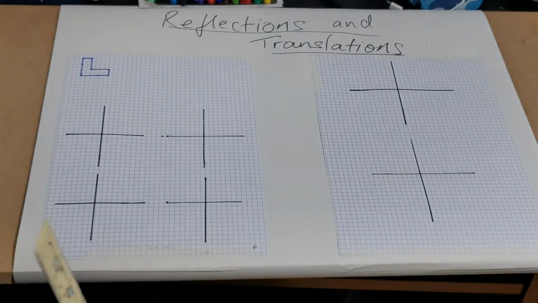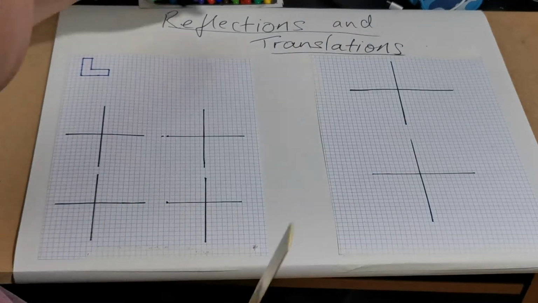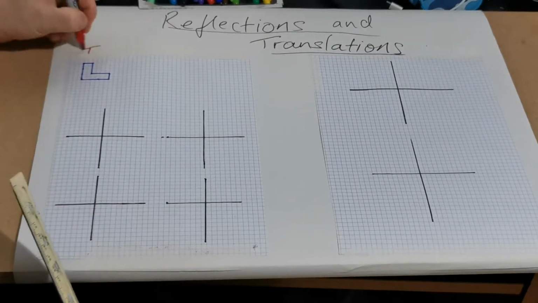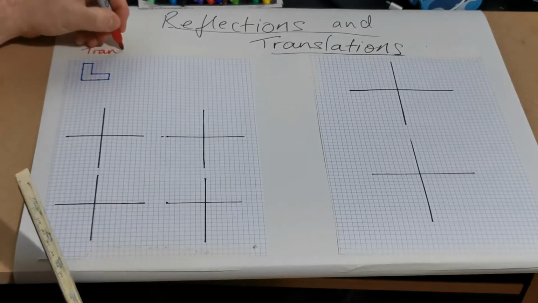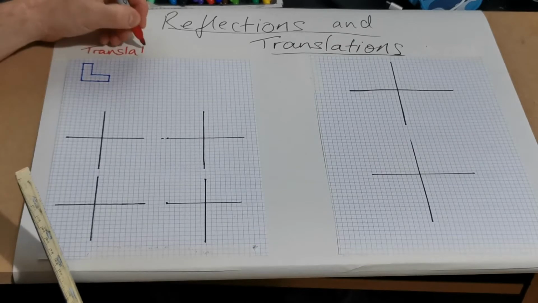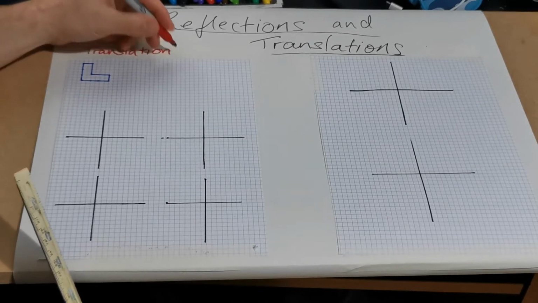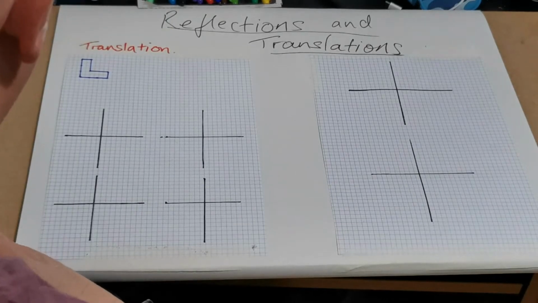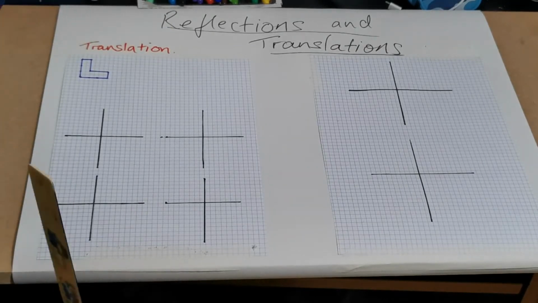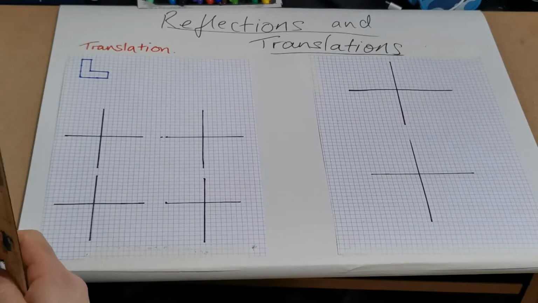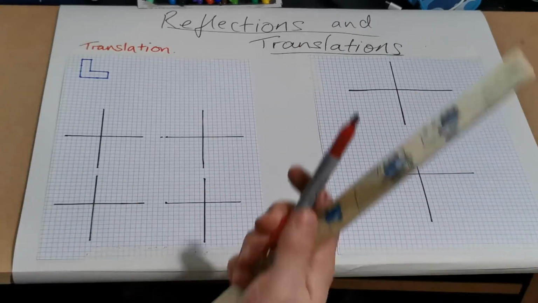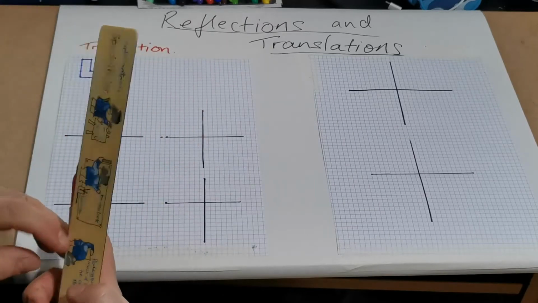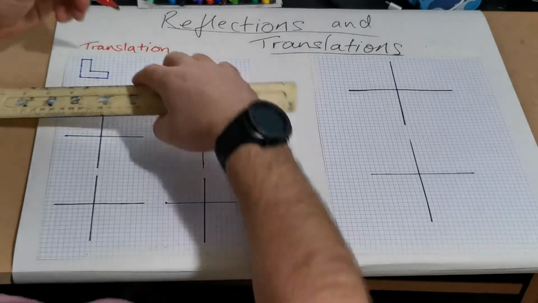Hi guys, in today's lesson I'm going to look at reflections and translations, and we're going to start off with translations. Now if I said to you hello, but then I said bonjour, I would be saying the same thing but in a different place. But one is a translation of the other, and that's what's going on here. We're going to look at the same thing but in a different place.